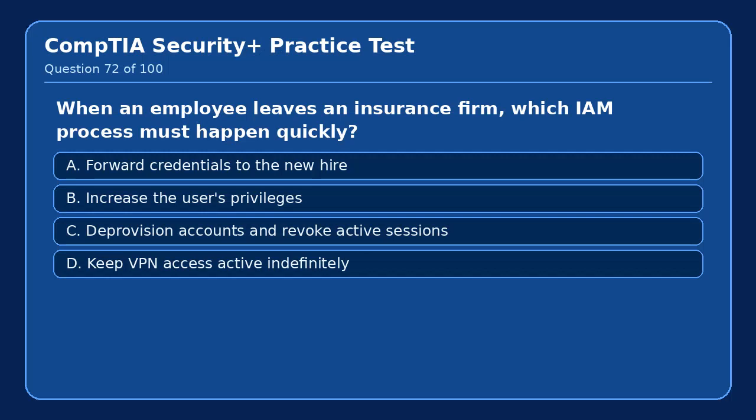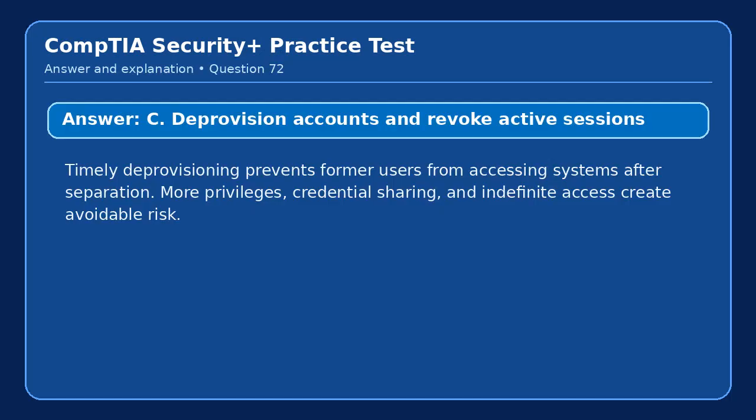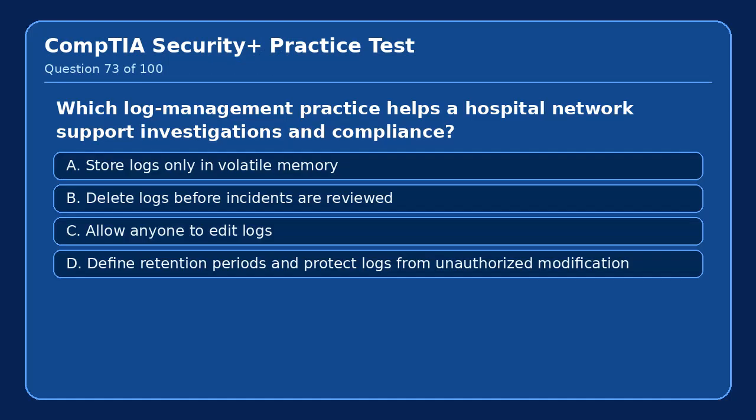Question 75. Which practice preserves evidence integrity when a financial services team collects a laptop for forensics? A. Let multiple people use the laptop casually. B. Store evidence with no labels. C. Wipe the drive before imaging. D. Maintain chain of custody documentation. Take a moment to choose your answer.